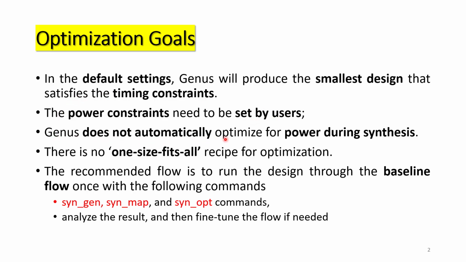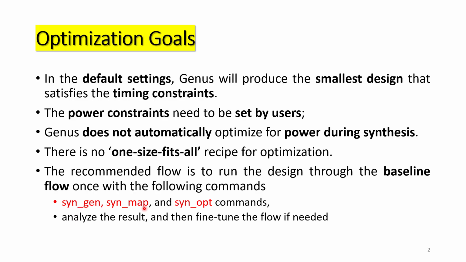Genus does not automatically optimize for power during synthesis. There is no one-size-fits-all recipe for optimization. The recommended flow is to run the design through the baseline flow once with the following commands. These are the three commands which we use: syn_generic, syn_map, and syn_opt.